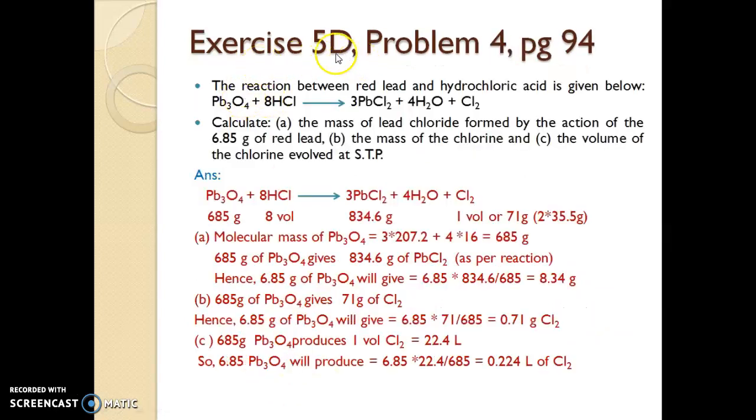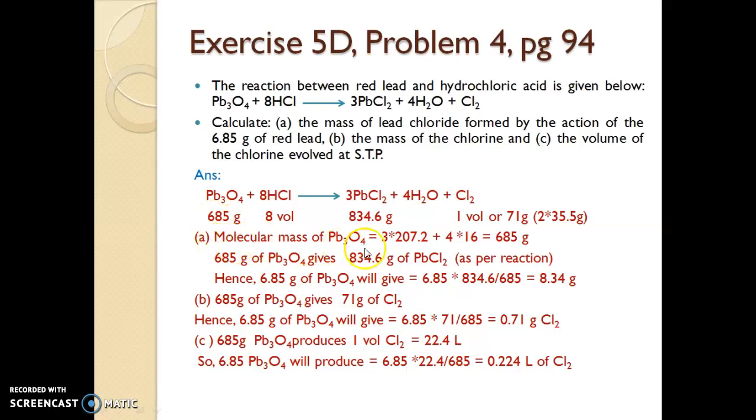Then you have exercise 5D, problem 4, page 94. There the reaction between red lead and hydrochloric acid is given below. Now you have to find out the mass of lead chloride formed by the action of 6.85 gram of red lead, the mass of the chlorine and the volume of the chlorine at STP. So find out the reaction first. Write it. Check whether it is balanced or not. Write down their molecular weights and total weight also.